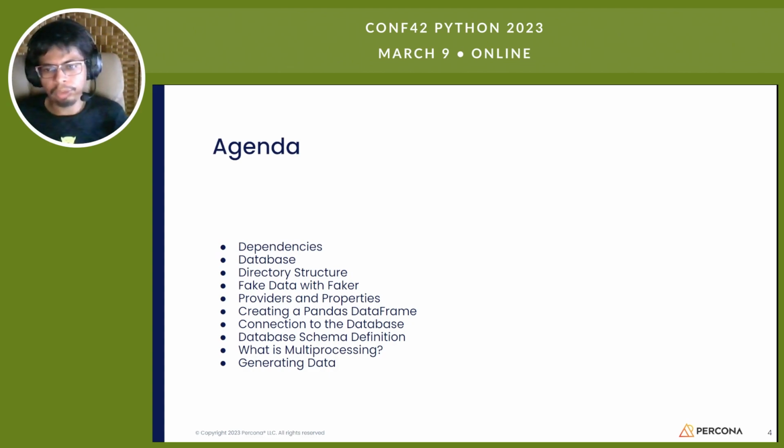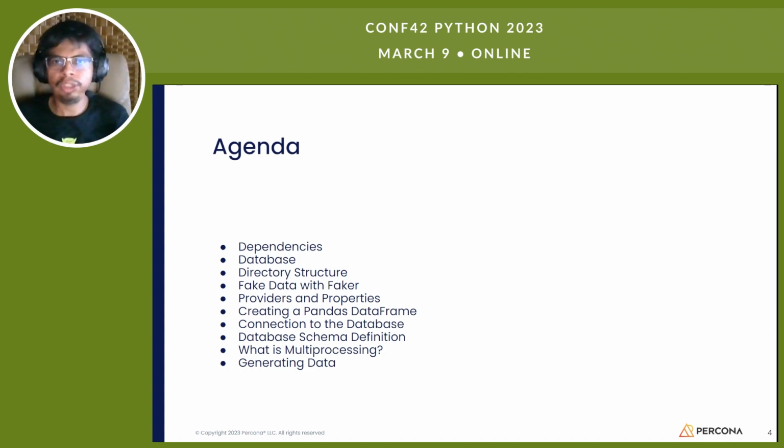First, we need to install the dependencies for our project, create the database where we will insert the data that we will generate. I will explain the directory structure. I will show you how you can use Faker, that is a library for generating data, and also how to create a pandas data frame. We need a data frame for storing the data that we will generate, and then how to establish a connection to the database, how to define the schema of the database.